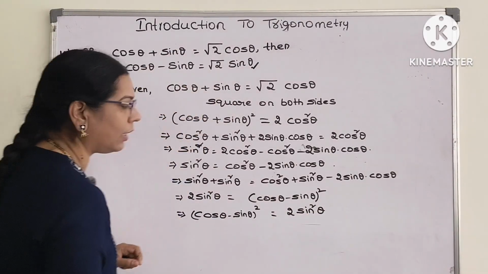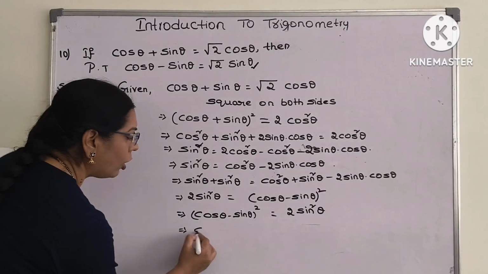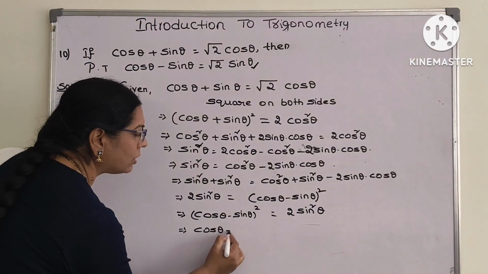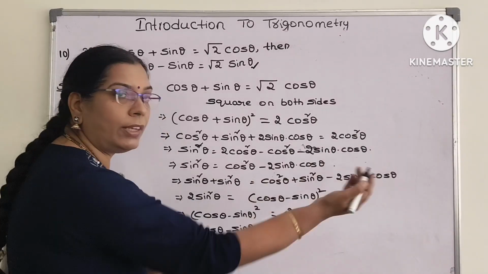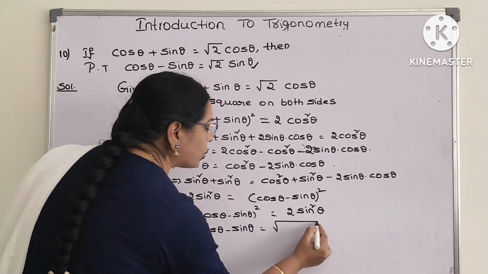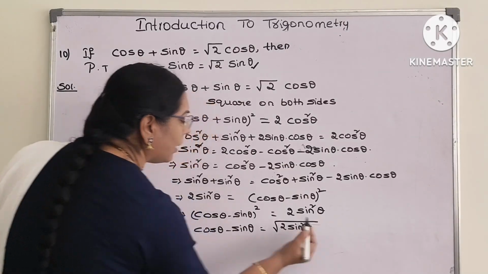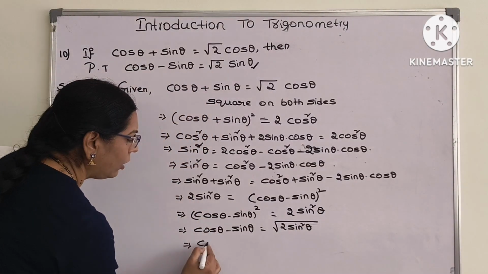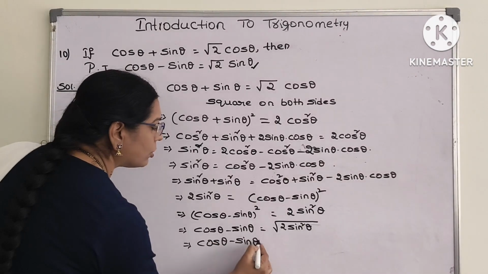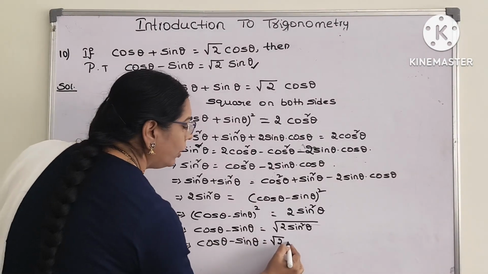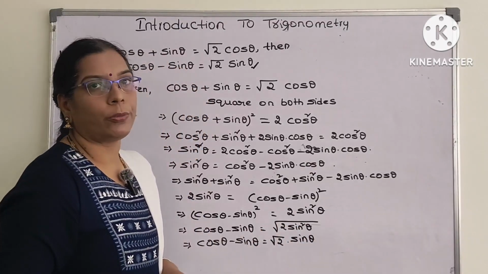2 sin square theta. Now what is that? I do not want the square of this. I just need cos theta minus sin theta. So cos theta minus sin theta can be written as a square. When it moves to the other side, it becomes a square root. So square root of 2 sin square theta. So basically cos theta minus sin theta is equal to square root of 2 into sin theta. This is what you have to prove.